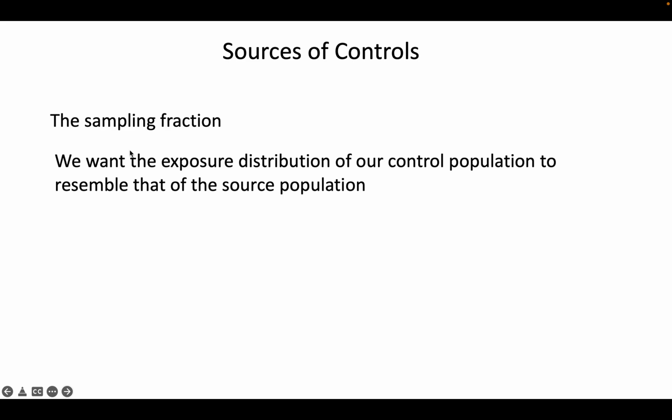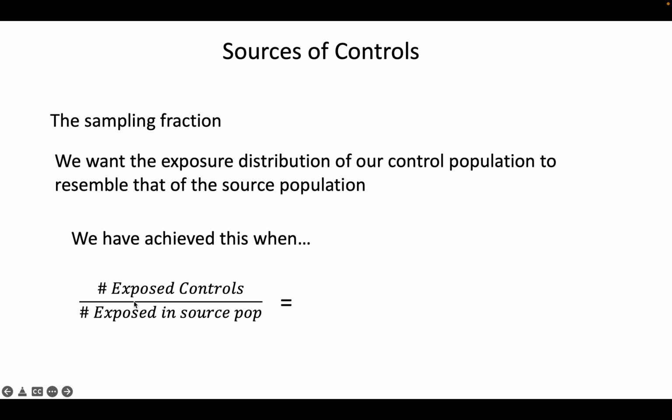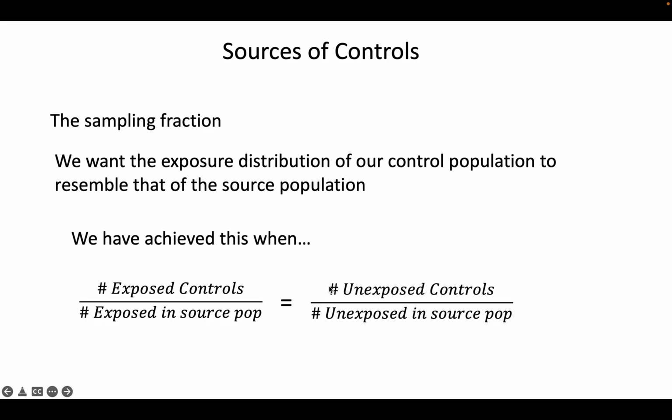So the first thing I'm going to talk about is the sampling fraction. This is addressing that first criteria, that we want the exposure distribution in our control population to resemble that of the population that gave rise to the cases, that underlying source population. And this is achieved when the ratio of the number of exposed controls in our study to the number of exposed in the population at large is equal to the ratio of the number of unexposed controls to the number of unexposed in the source population.